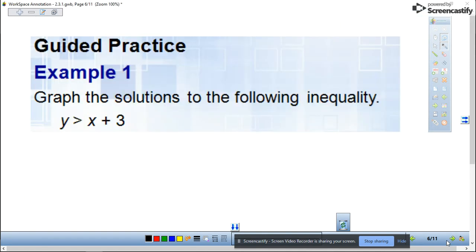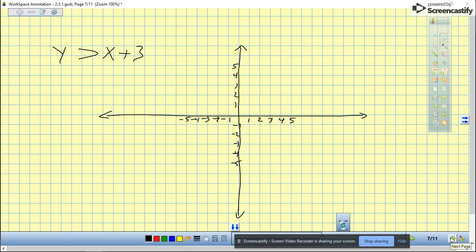Right? So example 1, graph the solution to the following inequality. Y is greater than x plus 3. Alright, so I've already got my graph set up here. So I'm going to graph the line just like I normally would. Okay? So I start at 3. And then I've got a slope of 1, so up 1, right 1.